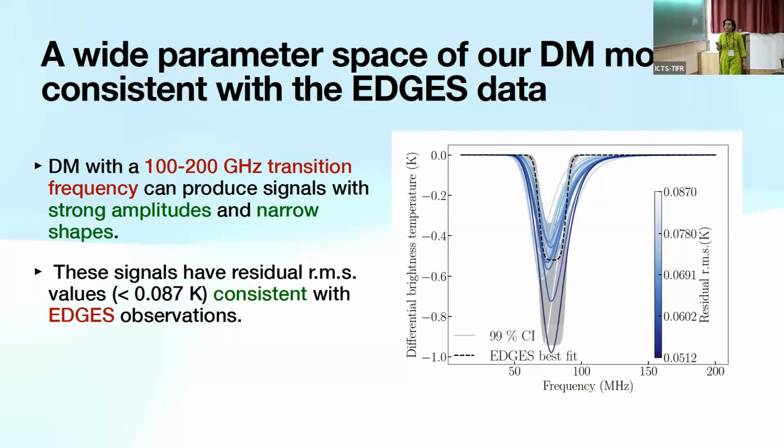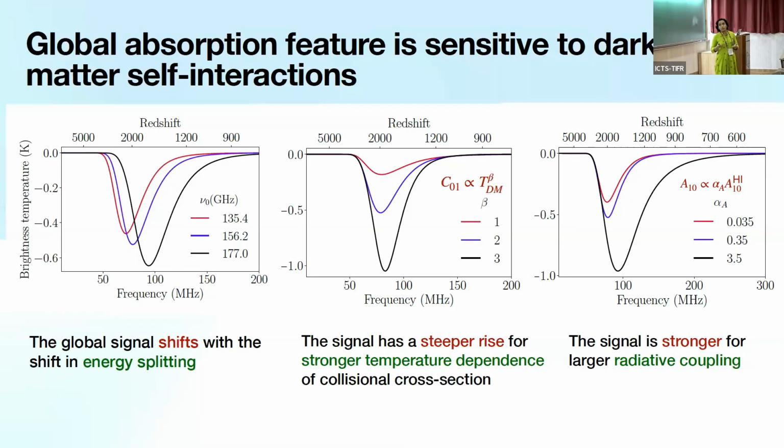Okay, so now to put it into perspective, in 2018, EDGES observed a global absorption feature in the CMB in the 50 to 100 megahertz band, which cannot be explained by the usual 21 centimeter cosmology. So our dark matter for a wide parameter space can produce these global absorption signals, which is consistent with EDGES observations. But of course, later on, SARAS told us that they disproved the EDGES claims. So this is just to say that this global absorption feature is not a prediction for a particular band. It could exist in any part of the electromagnetic spectrum. So you can see how the global absorption feature changes with the change in the energy splitting.